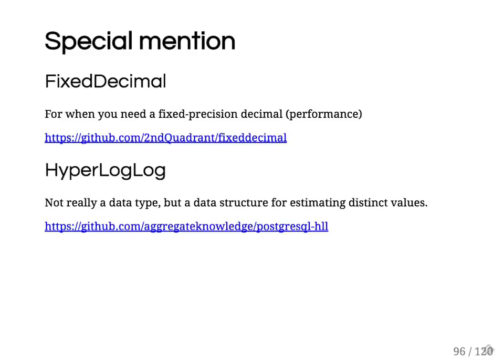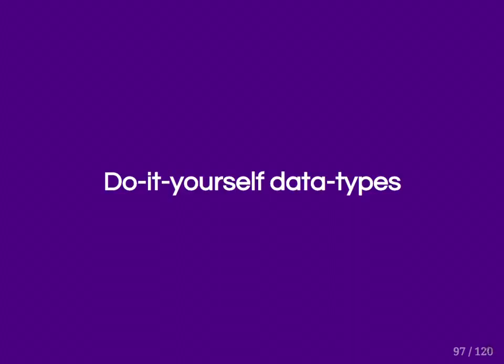These are more performance-oriented. Fixed decimals are occasionally important for some applications. That means that you always have the same amount of precision below the mantissa. HyperLogLog's not really a data type, it's a data structure. It's sort of an approximate index. There's a type for that. And that's kind of my survey there.